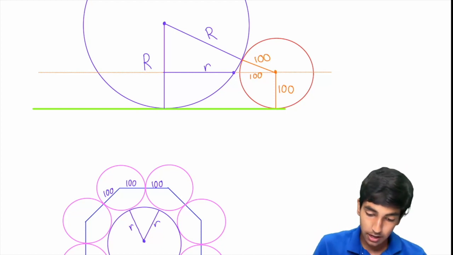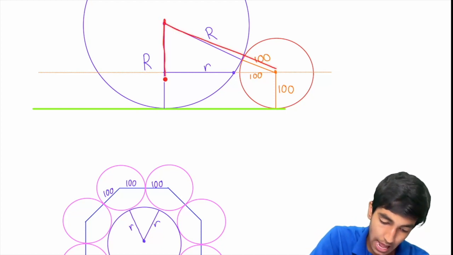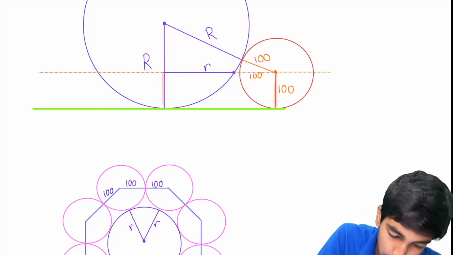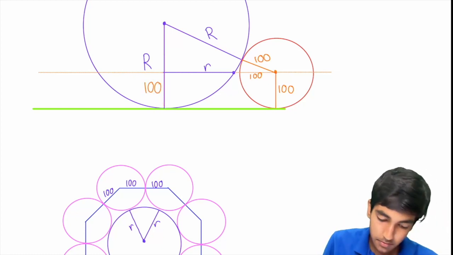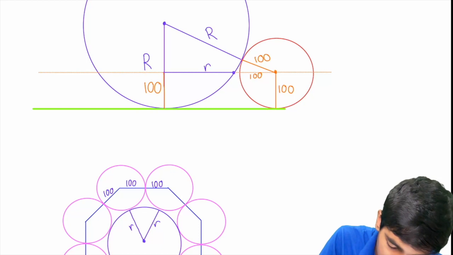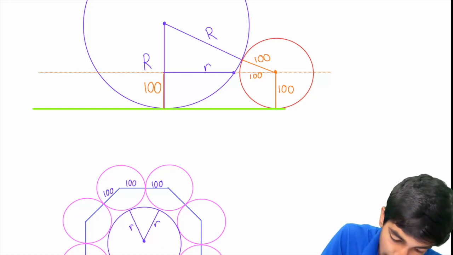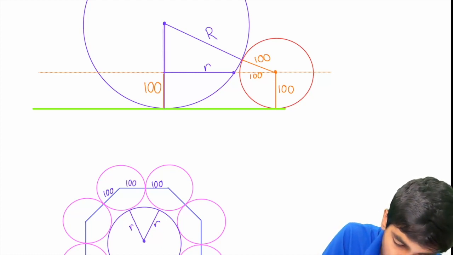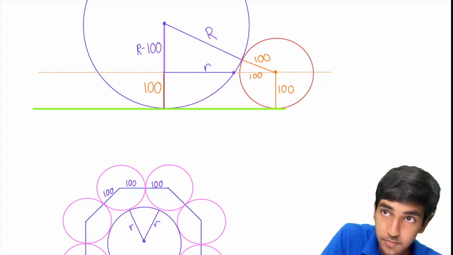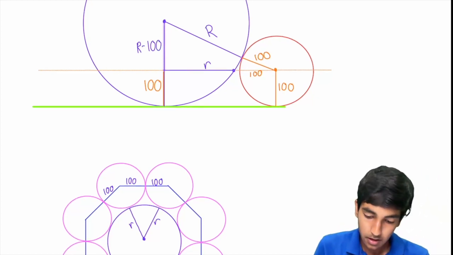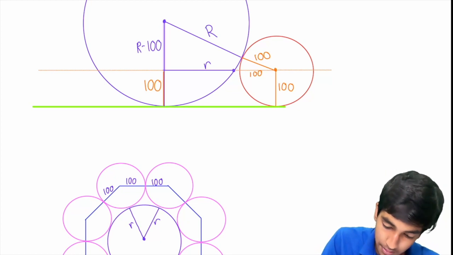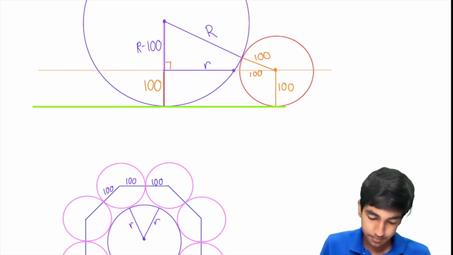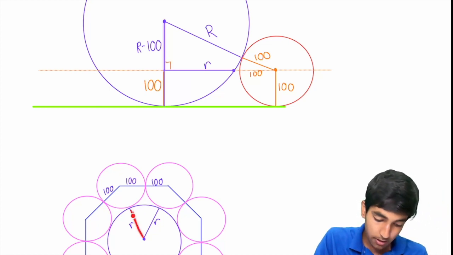So if we take a look here, we have R plus 100, and this whole thing is R. But because this is 100 here, this is also 100 here. So then if that part is 100, then the top part will be R minus 100. So that top part is R minus 100, and then from there you've got a right triangle, as you can see here. Now the question is again, what is this little radius?